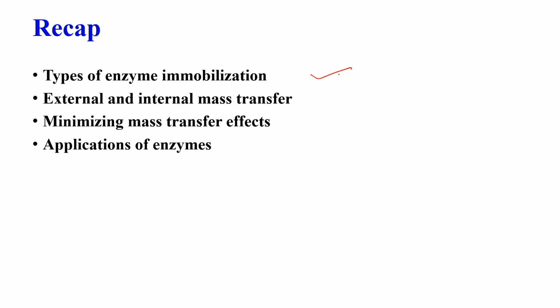Where we discussed types of enzyme immobilizations, physical and chemical. Then while immobilizing, we see there is a presence of external and internal mass transfer. How to analyze those external and internal mass transfer resistance and calculate the effectiveness factors. Then further we discussed how to minimize those mass transfer effects, and we broadly observed the applications of enzymes.